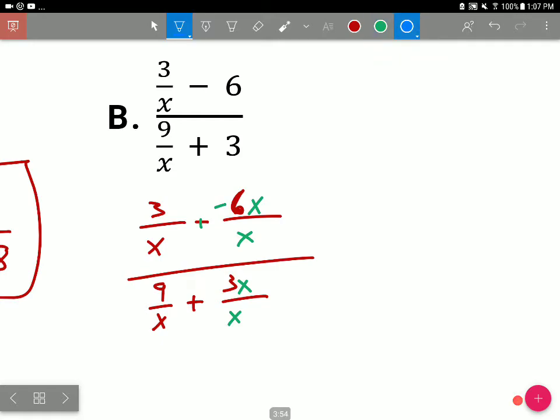Cancel them out. Cancel what out? The denominator. Cancel the denominator. So what are we left with on top? 3 plus negative 6x, or just 3 minus 6x? Minus 6x. Okay. What are you left with on bottom? 9 plus 3.